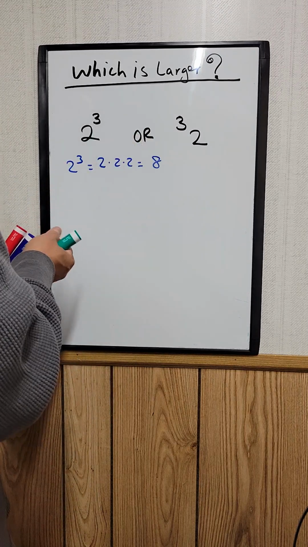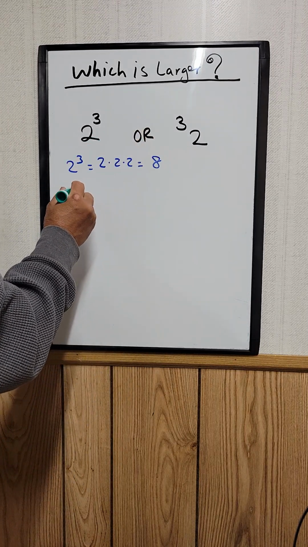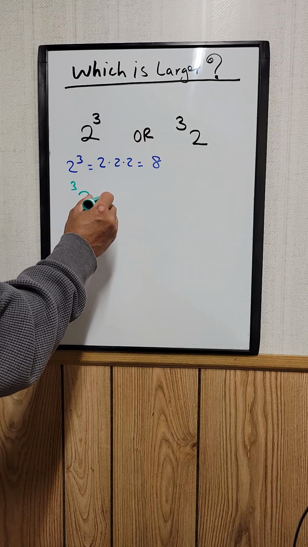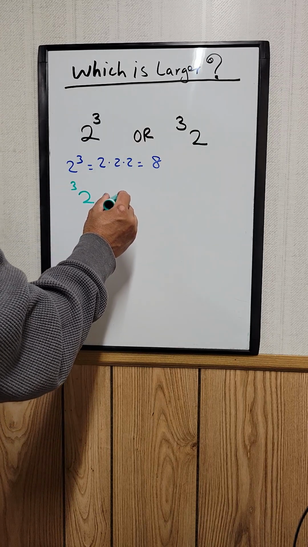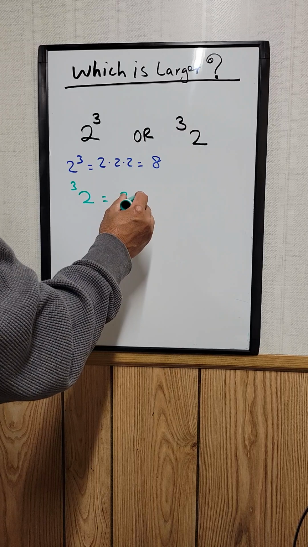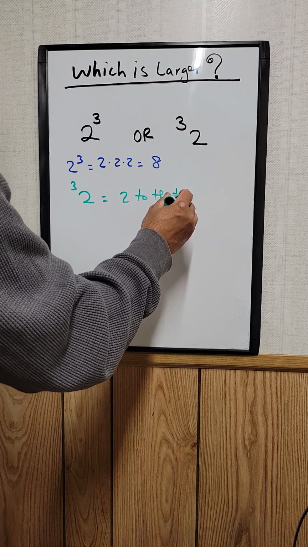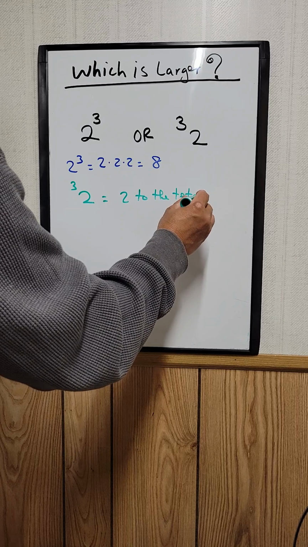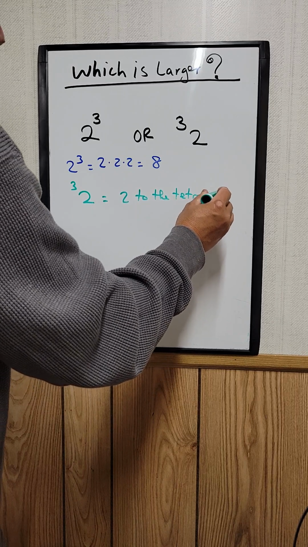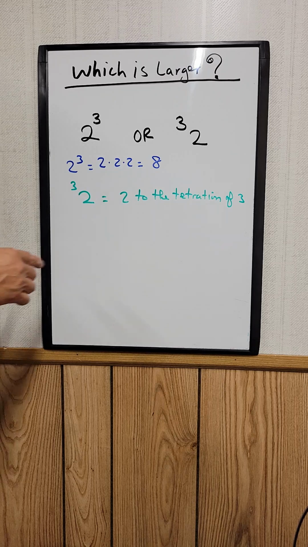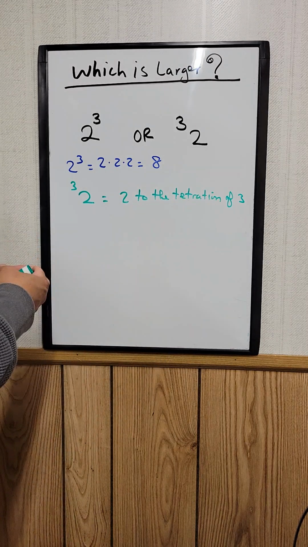This is 2 to the tetration of 3, okay? This is how you read this: 2 to the tetration of 3. So what exactly is a tetration?